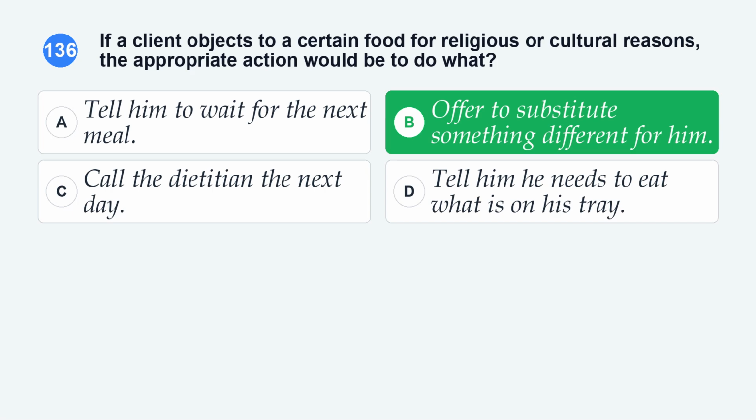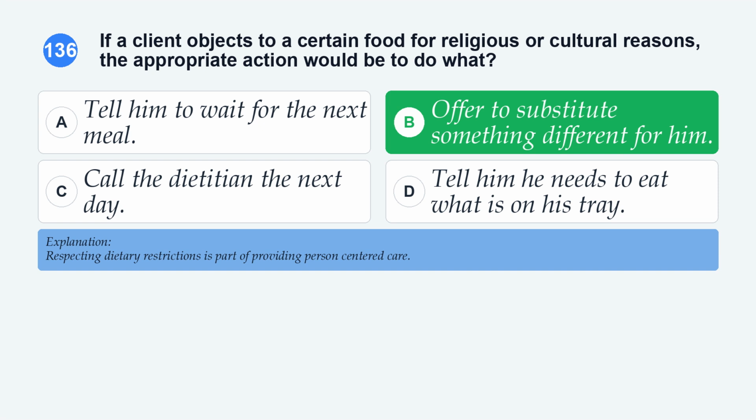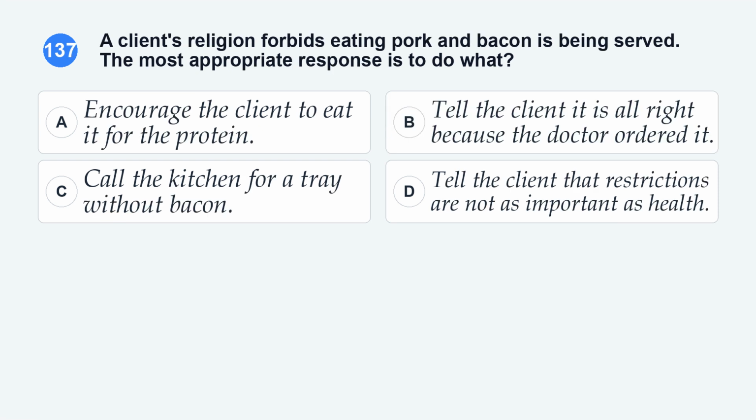The correct answer is option B. Offer to substitute something different for him. Explanation. Respecting dietary restrictions is part of providing person-centered care. Question 137. A client's religion forbids eating pork and bacon is being served. The most appropriate response is to do what?